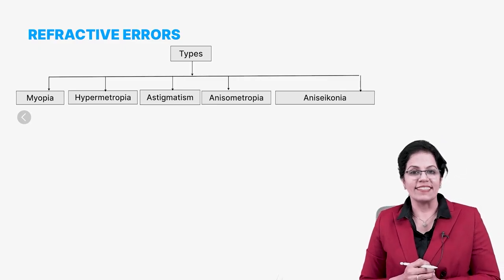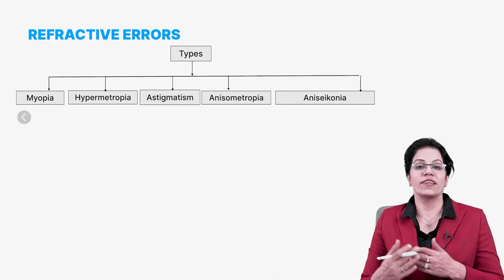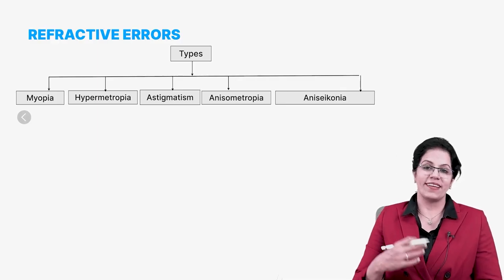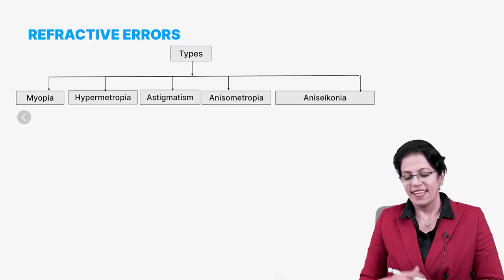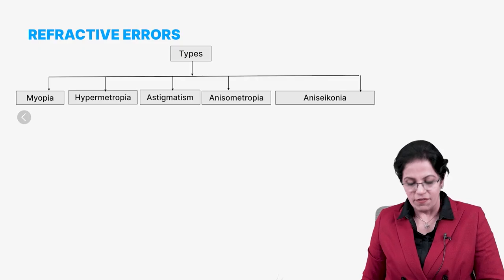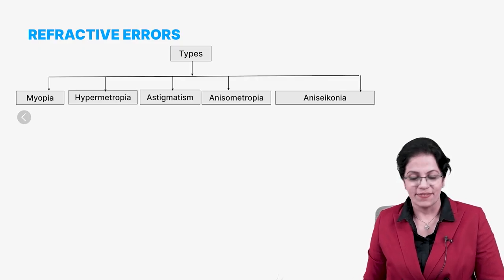We will not forget that. And there are even higher order aberrations which are called aberropia. You can consider it as a sixth error of refraction, but that goes a little extra, hence I haven't mentioned it here. We'll mainly learn these 5.